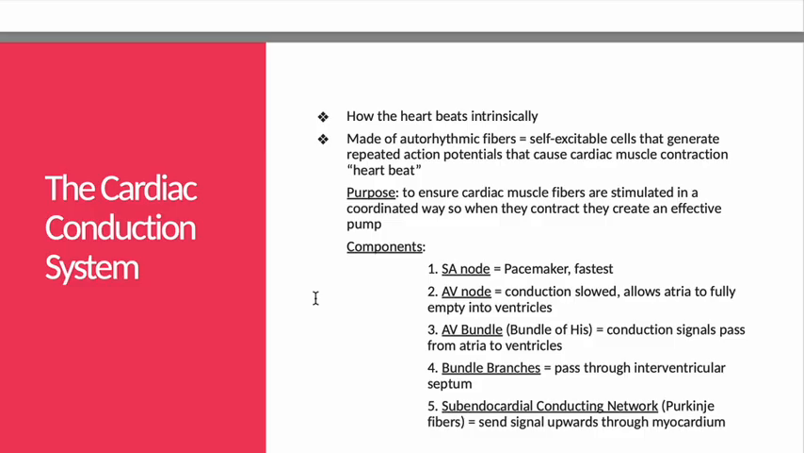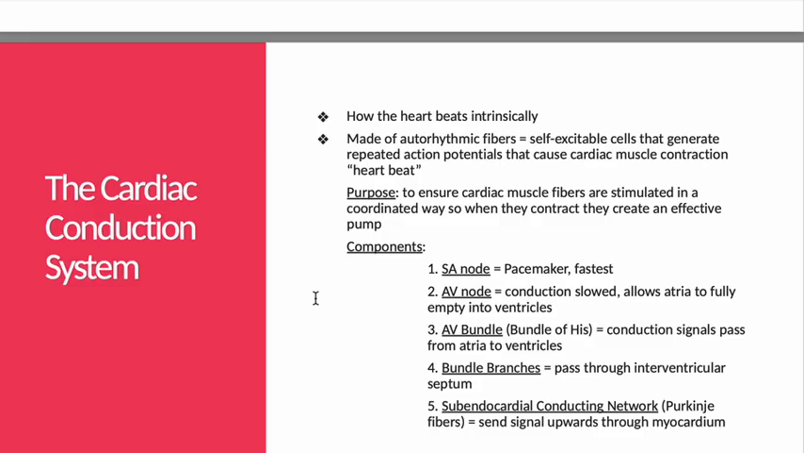cause our heartbeat. So we're going to look at the action potential, and we're going to look at what occurs during one heartbeat caused by this cardiac conduction system. So the purpose of this cardiac conduction system is to ensure that our cardiac muscle fibers contract in a coordinated way. So we want a good synchronous contraction from the atria and then a good synchronous contraction from the ventricles.